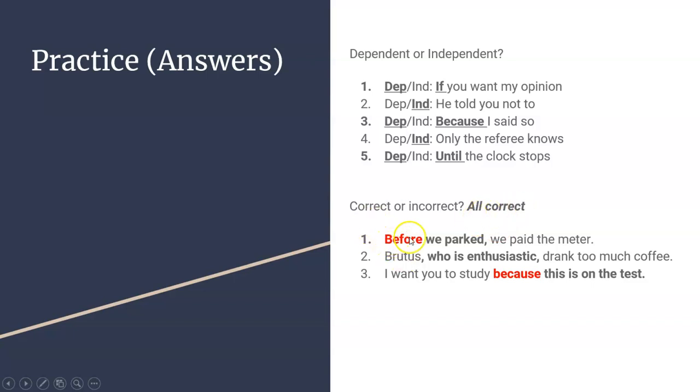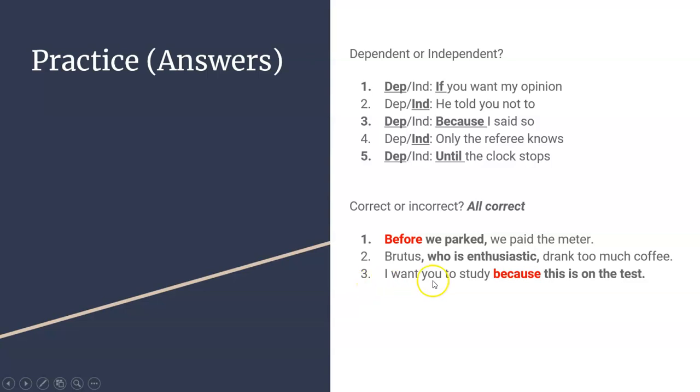Okay, let's look at punctuation in the last part. "Before we parked, comma, we paid the meter." Well, I've got a dependent clause here, "before we parked," and it comes before an independent clause, "we paid the meter," so I need a comma there. That's correct. Okay, let's look at 2. "Brutus, comma, who is enthusiastic, comma, drank too much coffee." Now, if I had put "Brutus drank too much coffee" all together, then I've got an independent clause. But I've got this dependent clause in the middle of it, so I have to put commas around it, and when I do that, that makes the punctuation correct.